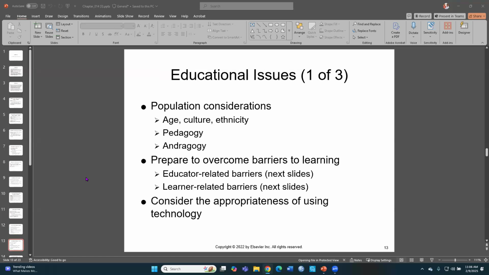Other things we look at, educational issues. Population considerations is a big one. When we look at population considerations, we're looking at age, culture, ethnicity, pedagogy. Those are learning strategies for those with little knowledge about a health related topic.